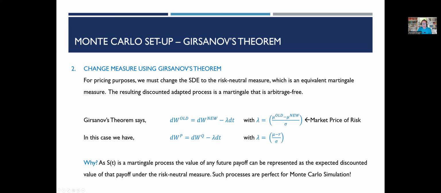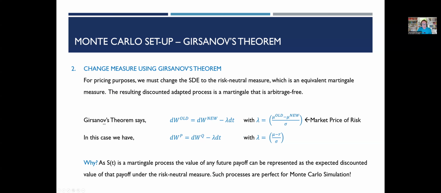Now, the next step is that when we want to price, we can't work with the real world measure. For pricing purposes, we must change the SDE to the risk neutral measure, which is an equivalent martingale measure. That allows us to use martingale theory and to price our option. So when we switch to the risk neutral measure, the resulting discounted adapted process is a martingale and arbitrage free, and that will allow us to price our options, and we'll touch on that shortly.